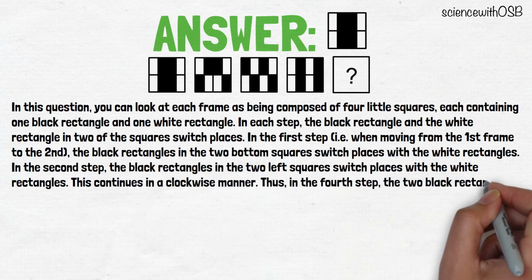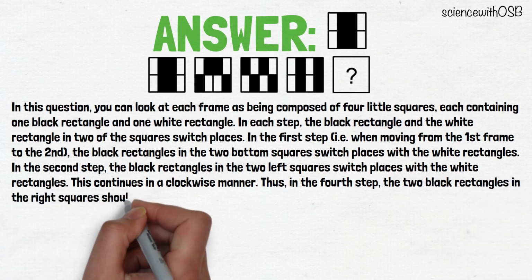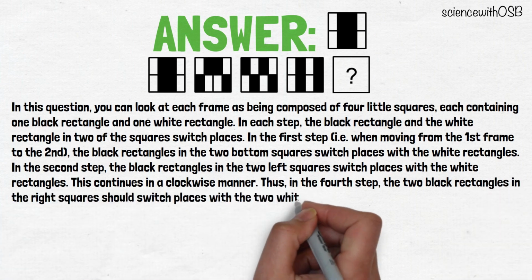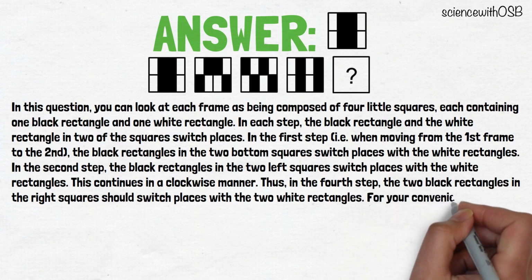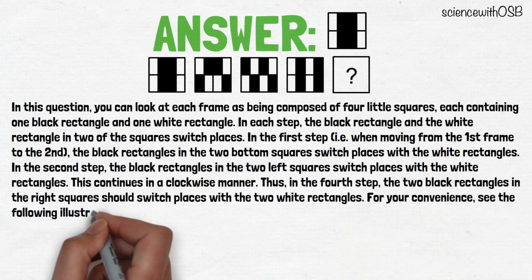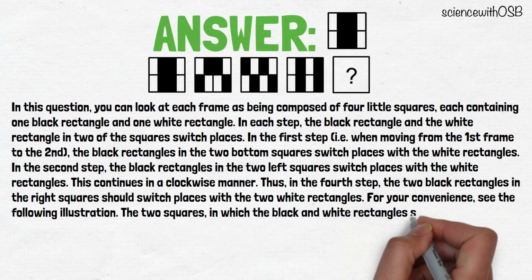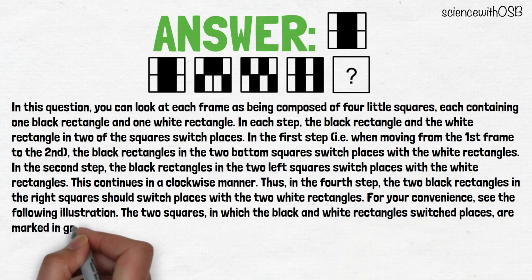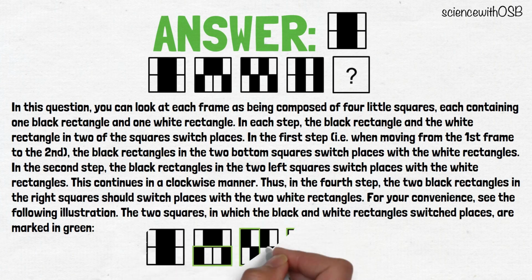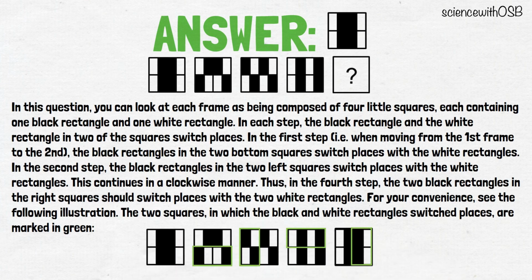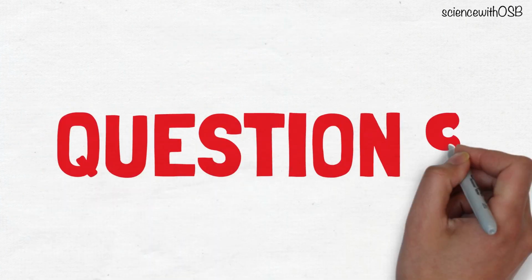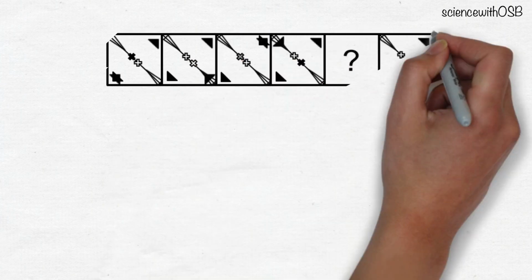Thus, in the fourth step, the 2 black rectangles in the right squares should switch places with the 2 white rectangles. For your convenience, look at the following illustration. The 2 squares in which the black and white rectangles switched places are marked in green. Question number 9. Choose the image that completes the pattern.